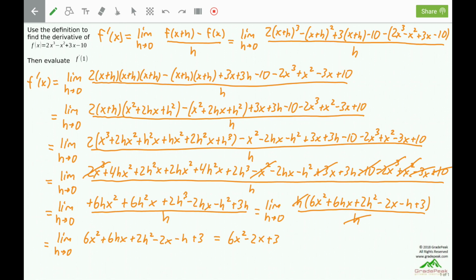The next thing that we wanted to do is evaluate f prime of 1. So f prime of 1 means to plug a 1 into the x's of f prime of x. So we will have 6 times 1 squared minus 2 times 1 plus 3. 1 squared is 1 times 6 is a 6. Minus 2 times 1 is a minus 2. Plus 3, so we have 6 minus 2, which is 4, plus 3, which comes out to 7.